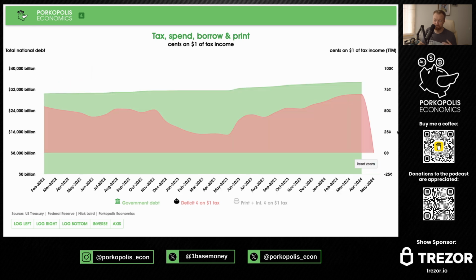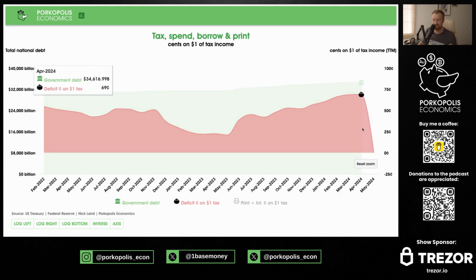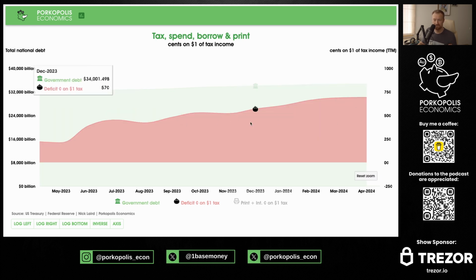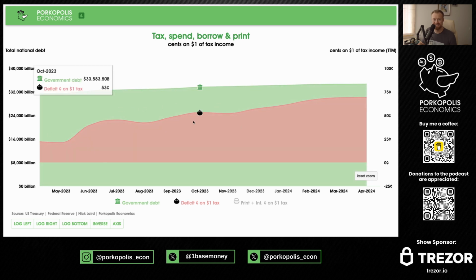If you look at the spend in relation to the tax, I should zoom in just to there. The spend in relation to the tax, we're pretty high. 69 cents on the dollar. The government right now, on a trailing 12-month basis, for every dollar they're receiving in taxes, they're spending $1.69. Their deficit spending is 69 cents.